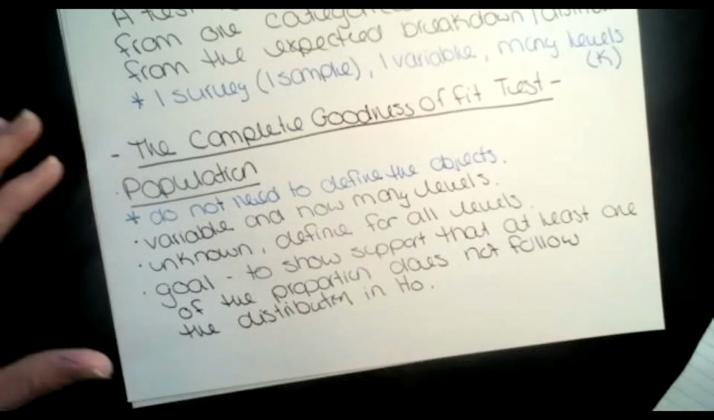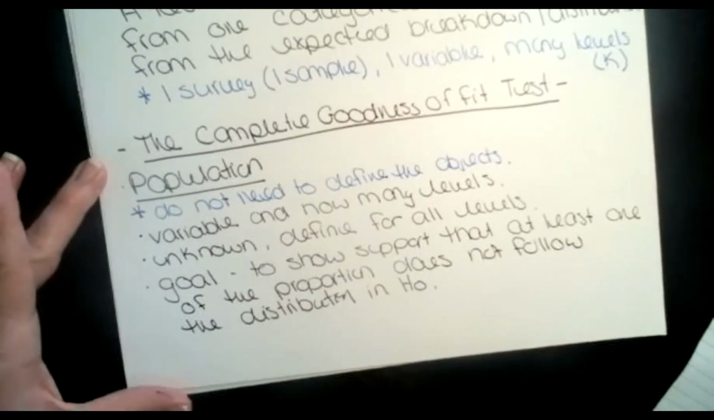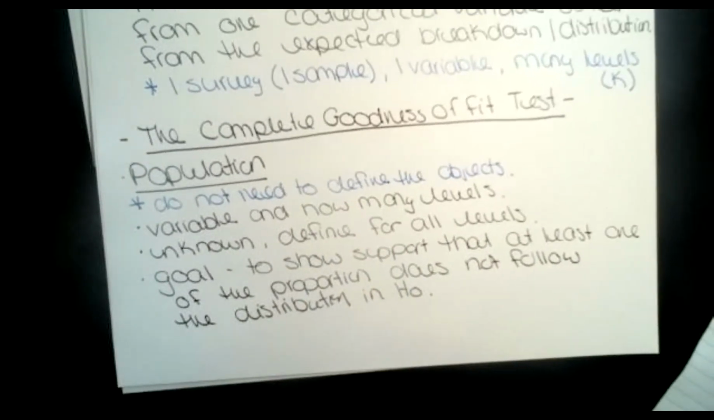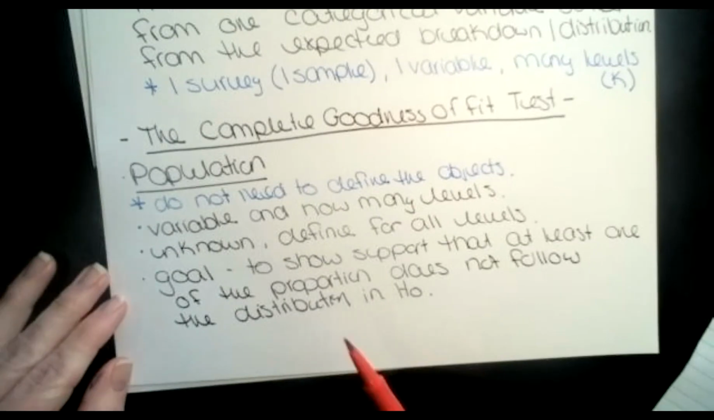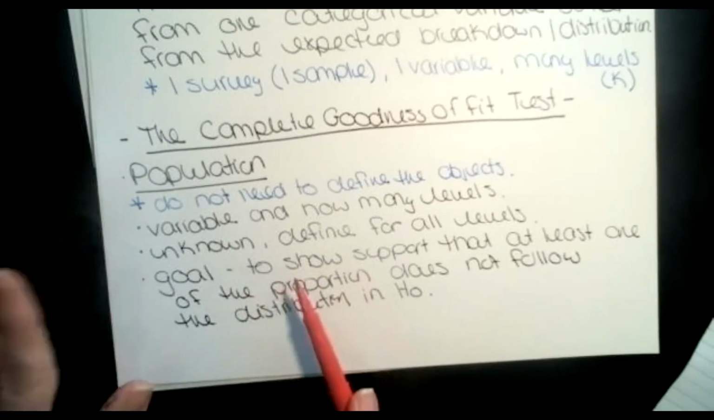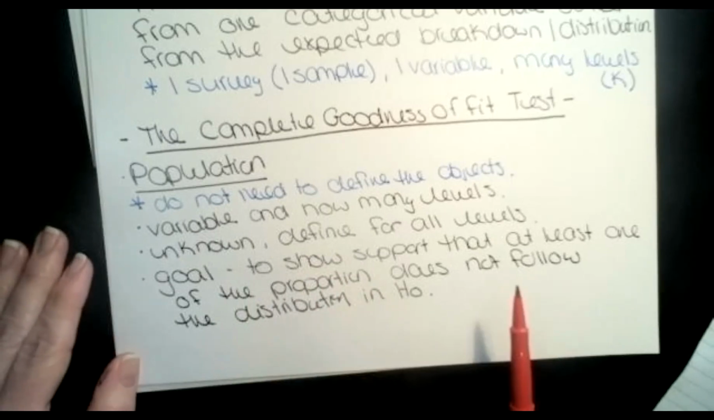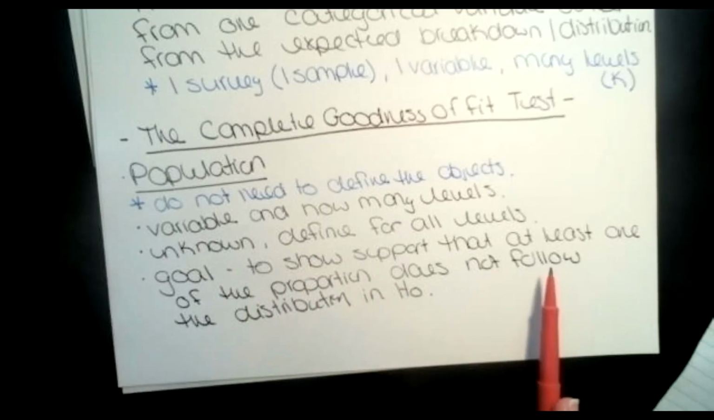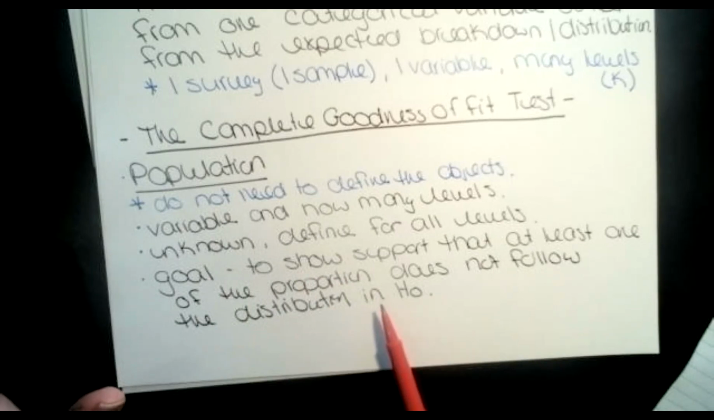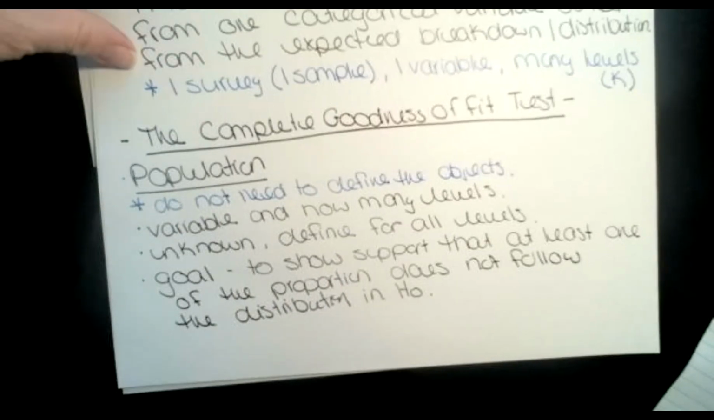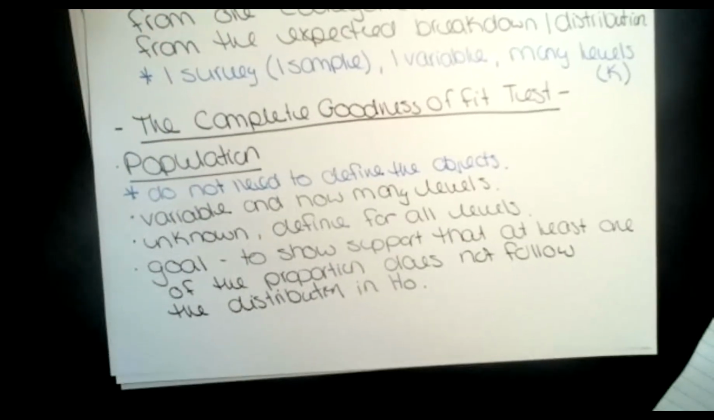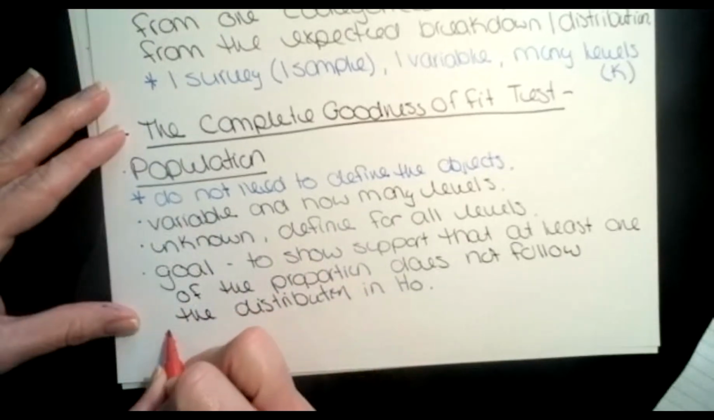in my null hypothesis. So this might not make a lot of sense right now, but until we get to our method step and we actually write out the null and the alternative, because this is a new test for us. But just know my goal is always to show support that one of the proportions doesn't follow the distribution. So it means something is different. Okay, that's what we're trying to show. That's our goal, that something's different than what we thought it should be. And that's always the goal here.